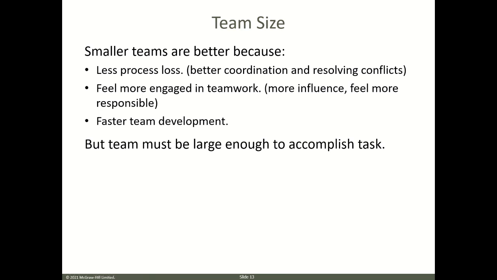If you talk about the size of the team, sometimes it may be very small or big. Smaller teams, no doubt, are better because there is less process loss and better coordination and conflict resolution. Members feel more engaged in the teamwork when there are two, three, four or five members. If there are 50 members, it may be very difficult to coordinate with all of them. Members have more influence and feel more responsible in small teams, and there is faster team development. It's very easy to create small teams, but a team must be large enough to accomplish the task. Again, it depends on the task whether it should be small or large enough.